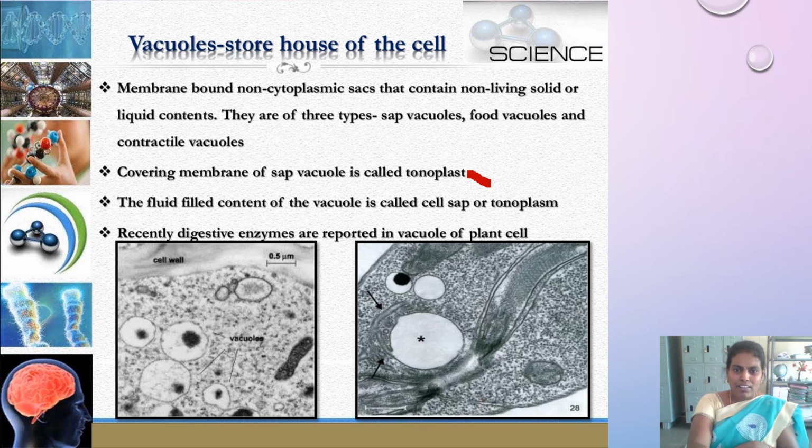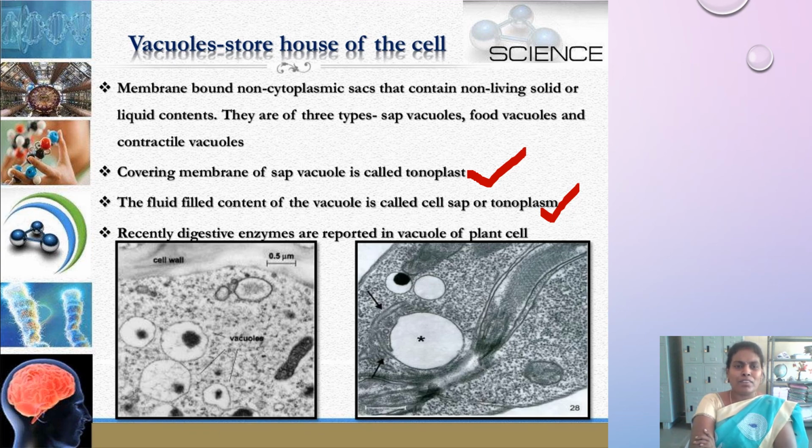Tonoplast. The layer which surrounds this vacuole is called tonoplast, and the fluid-filled material present inside the vacuole is called tonoplasm. It stores all types of materials like solids and liquids and also some type of waste materials also.